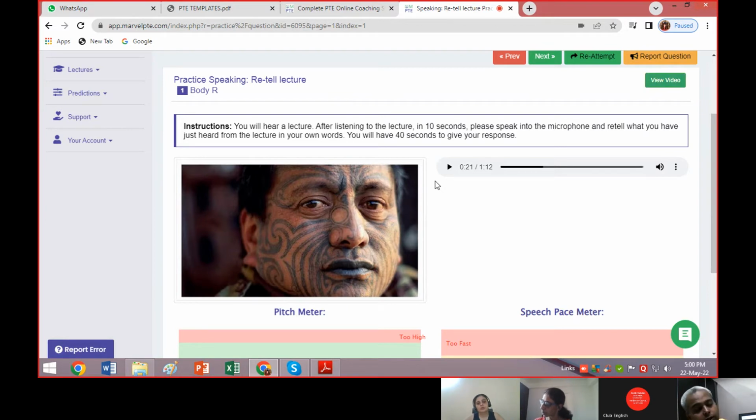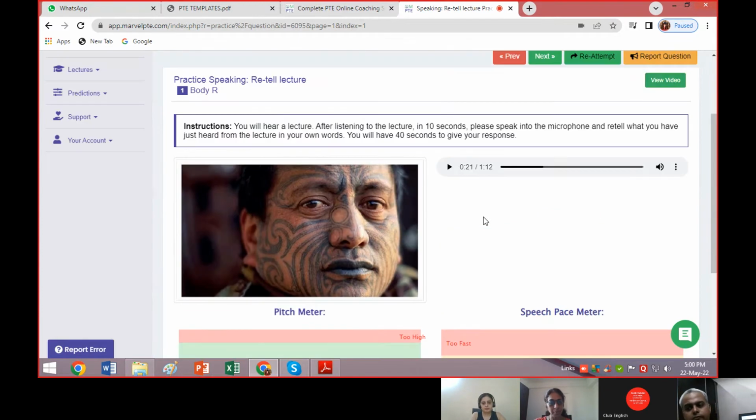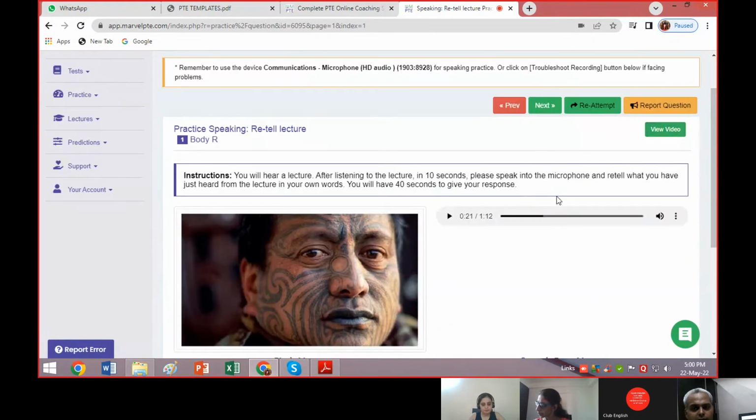Now you already know about the template, so you'll tell students to cram it well in advance, so that they will just insert the words they have written on their sheets, speaking and transferring it into the computer. Is that okay with you? Understood? Yes. Okay, so this is about the retell lecture. It is the same thing.